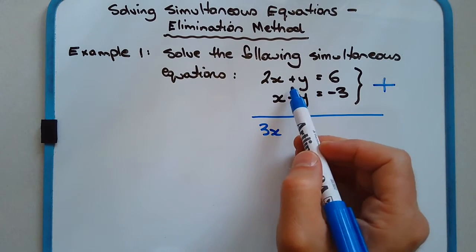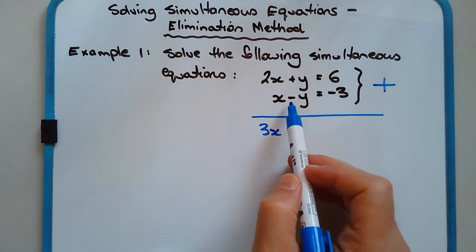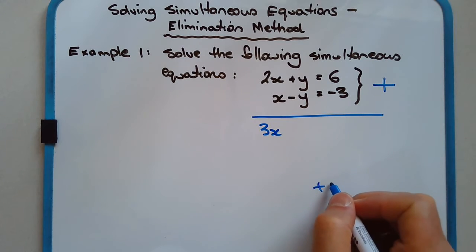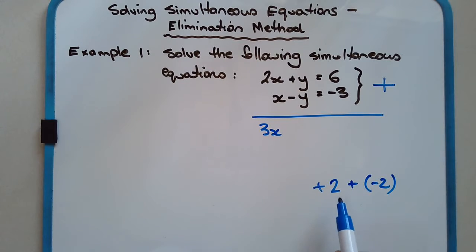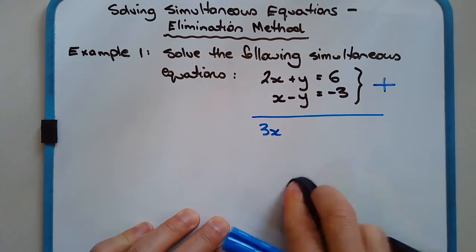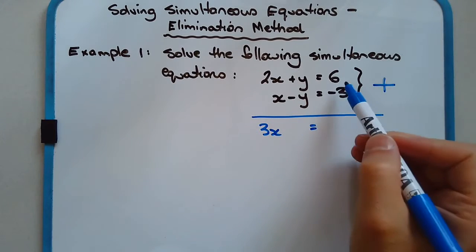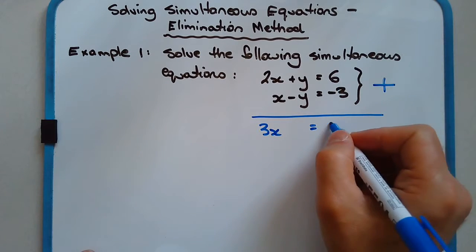Positive y plus negative y. Let me write it here. If we had, for example, positive 2 plus minus 2, well, that gives you 0. So that eliminates those two. That's really what we're doing here, except we're using algebraic terms instead of just numbers. So that will in fact be 0 is equal to 6 plus negative 3, which is the same as 6 minus 3. So that's going to be 3.